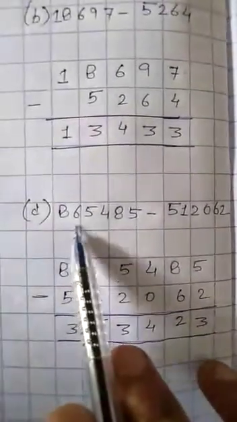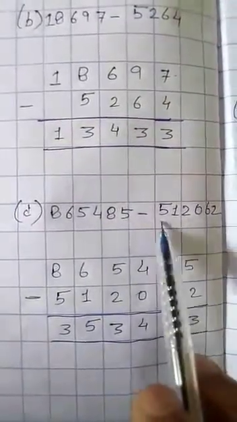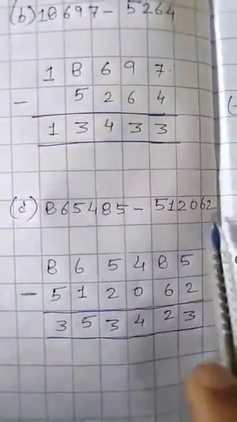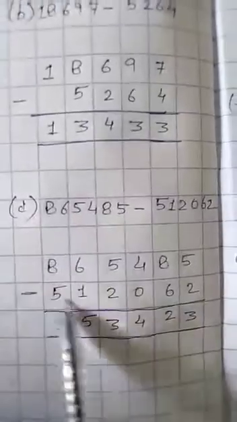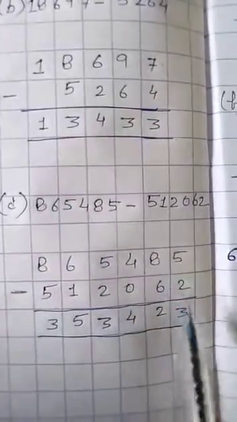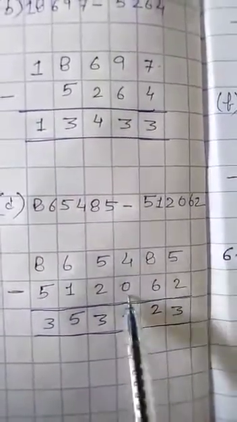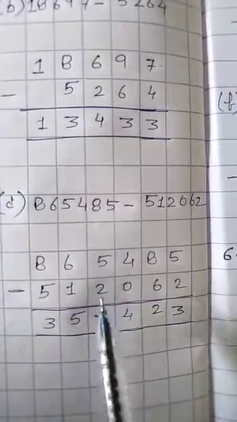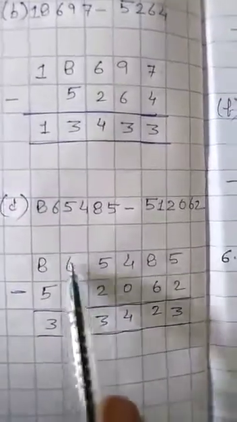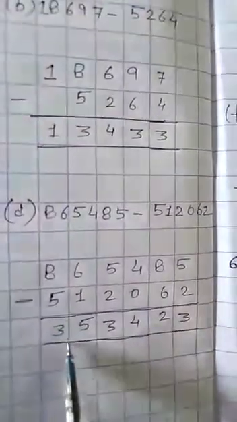Now question D. Question D is here: 8,65,485 minus 5,12,062. So you will write the numbers here in each column. Then you will subtract. 5 minus 2 is equal to 3. 8 minus 6 is equal to 2. 4 minus 0 is equal to 4. 5 minus 2 is equal to 3. 6 minus 1 is equal to 5 and 8 minus 5 is equal to 3.